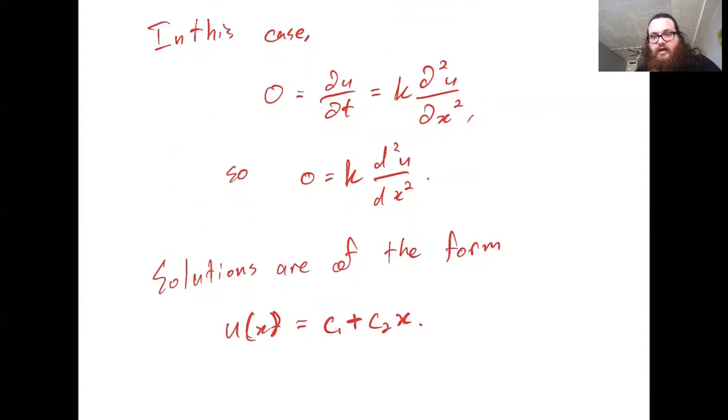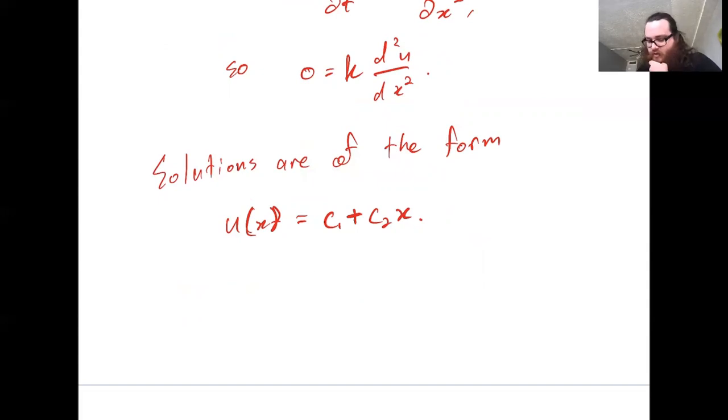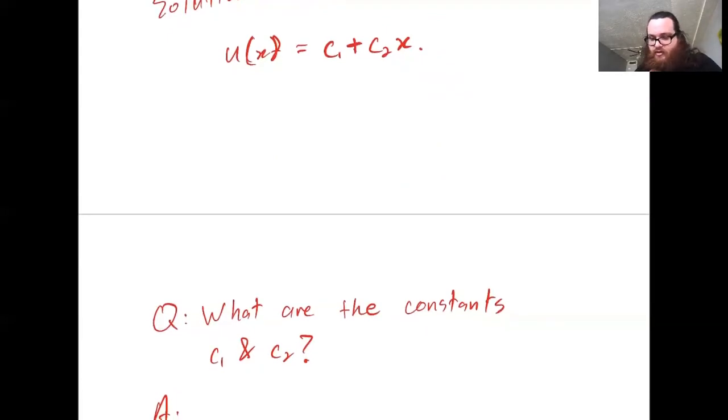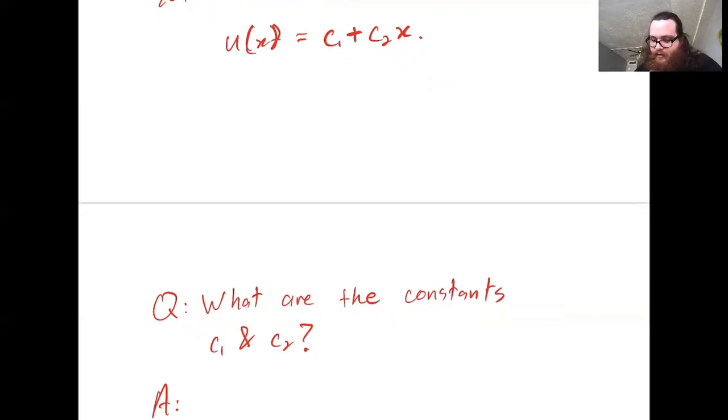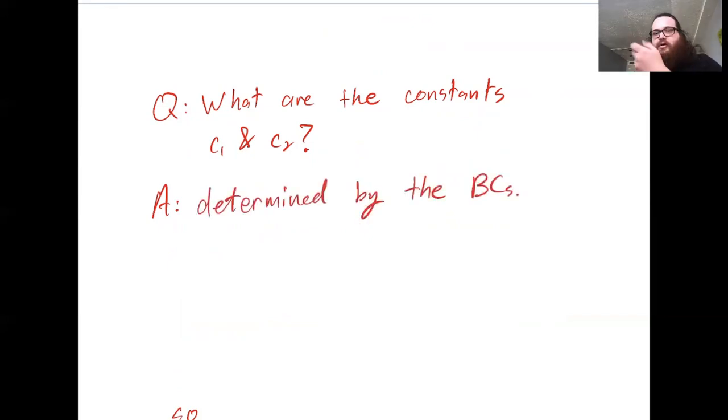So if we're looking for equilibrium solutions, we have a much simpler expression, and we have an expression for what the solution might look like. Now the question is, what are these two constants? Again, maybe think back to your ordinary differential equations. How do we fix the constants for an arbitrary solution for an ODE? Well, we need to incorporate boundary conditions, initial conditions, some extra information about the problem. In this case, it's the boundary conditions that are going to tell us what these constants are.